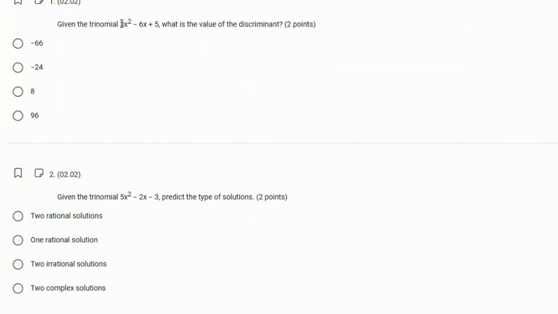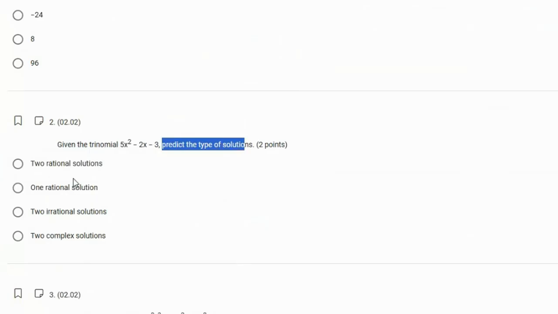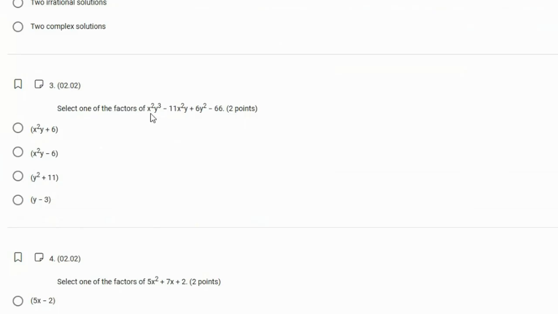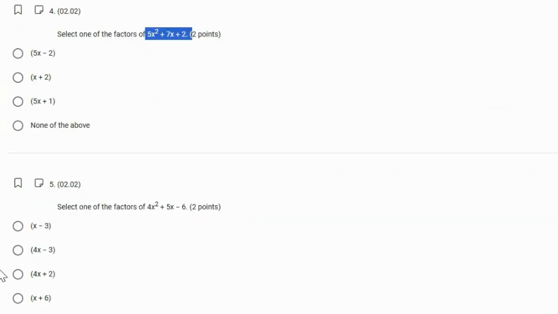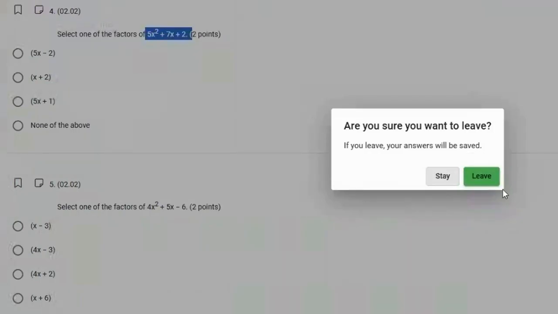Given this trinomial, what is the value of the discriminant? So the first one, all you have to do is find the discriminant. You don't have to solve this one. Given this trinomial, predict the type of solutions. Is it going to have one rational, two irrational? So in other words, you're finding the discriminant again. And then what does the discriminant tell you? Select one of the factors. So you have to factor that, and then one of your factors should be on the screen here. Select one of the factors of this. So you have to factor this, and maybe a factor is here, or maybe they didn't list any of the factors. It's none of the above. And then select one of the factors of this. So each one of those, you're just factoring one.